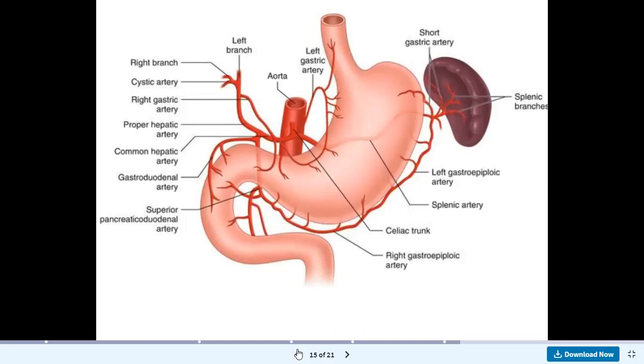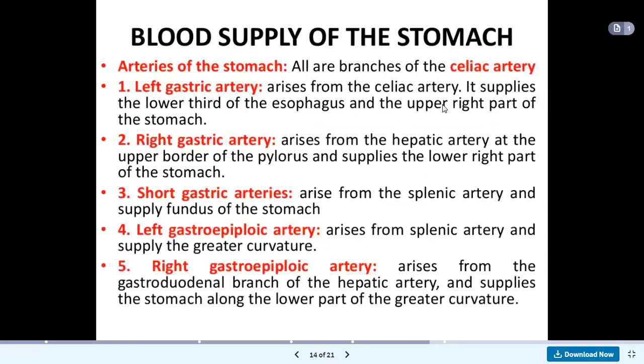Now let's look at the next artery. The next artery is the right gastric artery. The right gastric artery arises from the hepatic artery at the upper border of the pylorus and supplies the lower right part of the stomach. So the right part of the stomach has an upper part and a lower part.